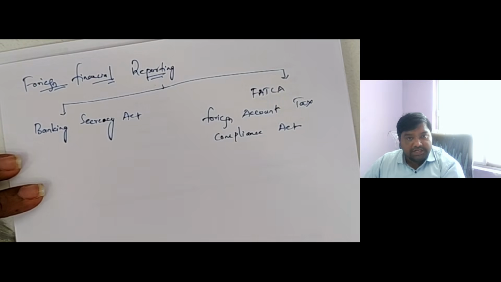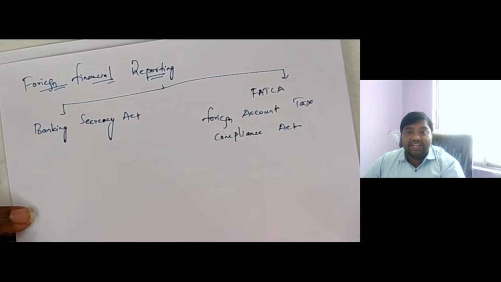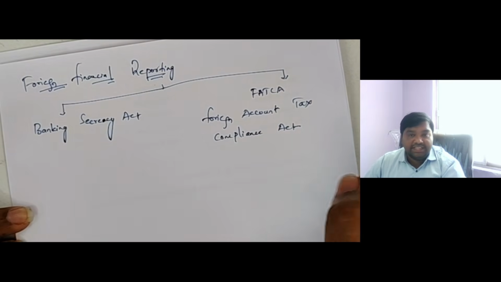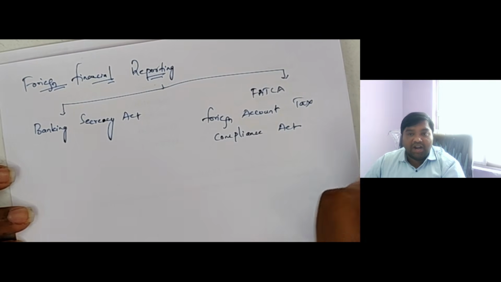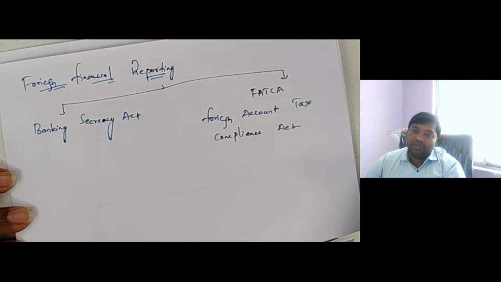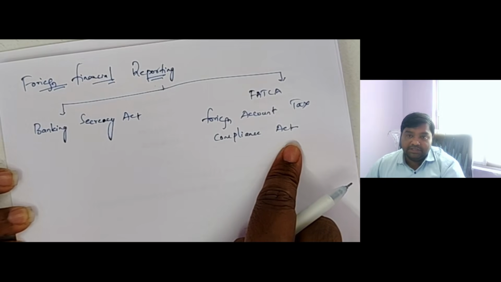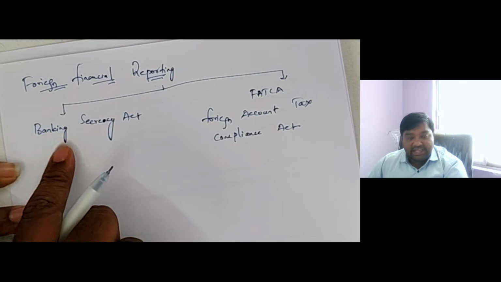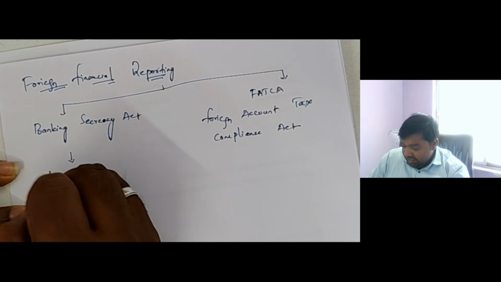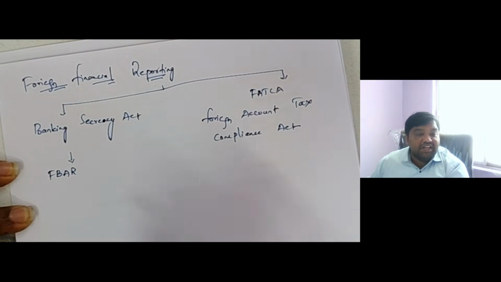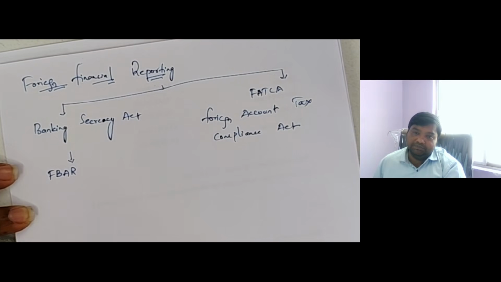So any US citizen or US resident, legal resident like green card holders, etc., they have to do foreign financial reporting. Basically means foreign bank accounts, foreign security accounts, gold, bullion, etc. Under these two acts, under Banking Secrecy Act, they have to file a form, something called FBAR. So you might have heard about FBAR reporting.